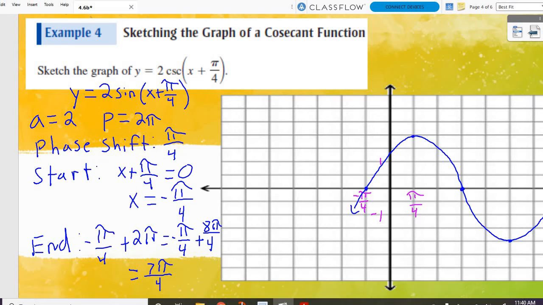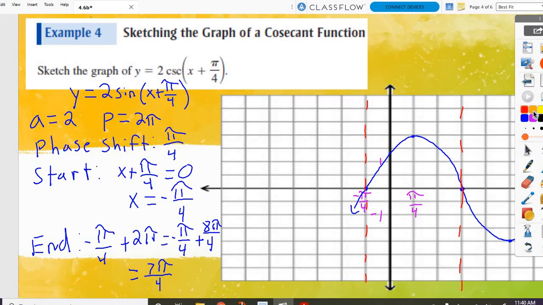So what we're going to do is then just use those graphs and those couple of key points that we talked about on the previous page. So I know for my cosecant graph, anywhere that I have a 0, it becomes an asymptote. So I'm just going to draw my imaginary lines through my zeros, because those will be my asymptotes.